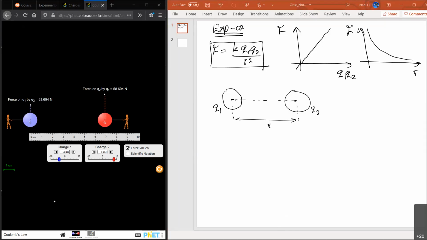Now we can use any different type of charges here. Let's do positive 10 microcoulomb for Q1, and then let us set Q2 to positive 1 microcoulomb. You can click and drag this icon here for each charge, or you can use these arrows. Either one should work fine.